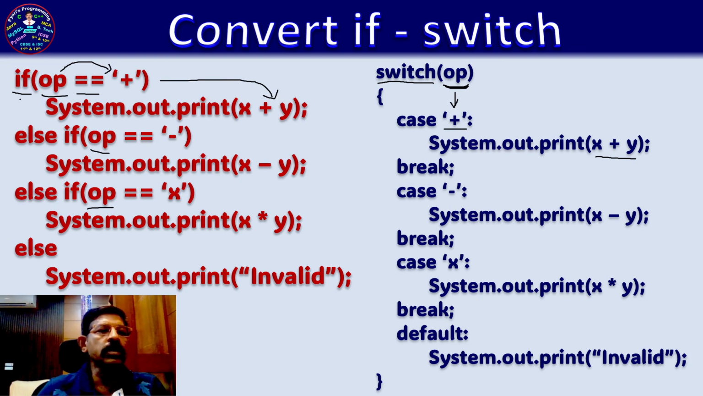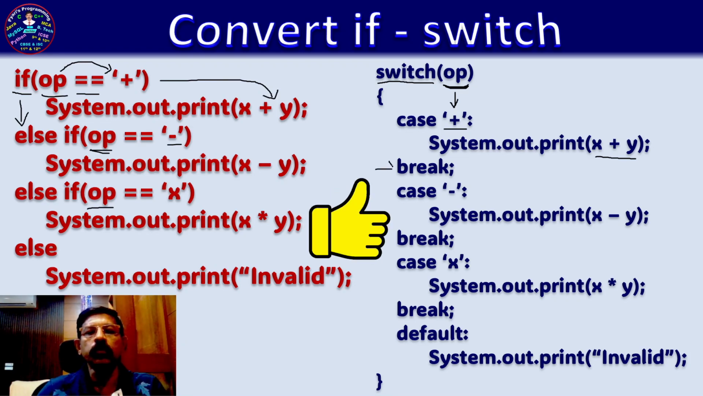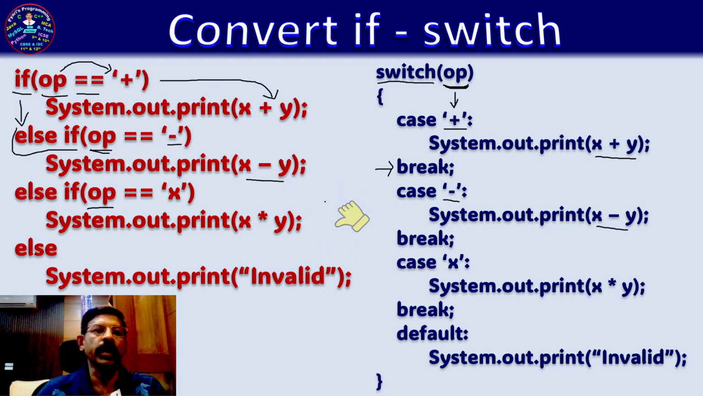If it is false, then it checks for the else if part. Again the same variable OP is compared with the minus symbol. That means I have to put break. I cannot use fall through, because if it is false, it performs this operation. So the next case is minus. The operation is x minus y. So the same operation is done over here, x minus y.